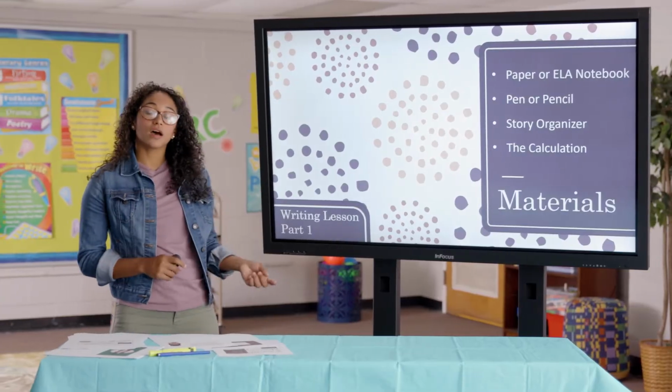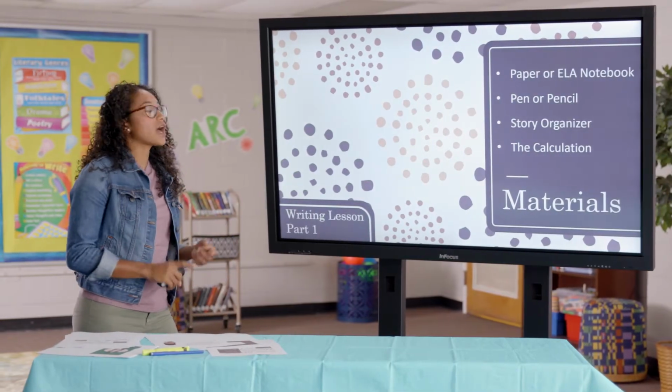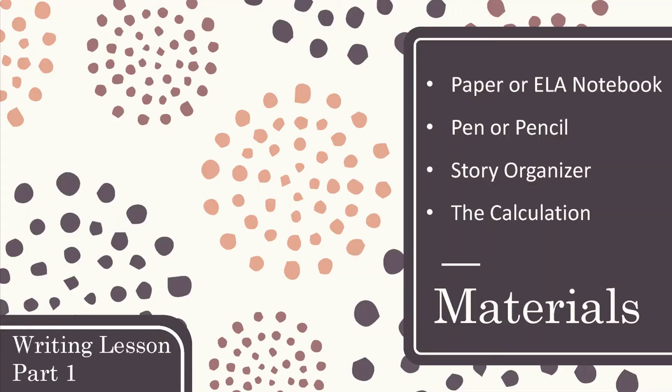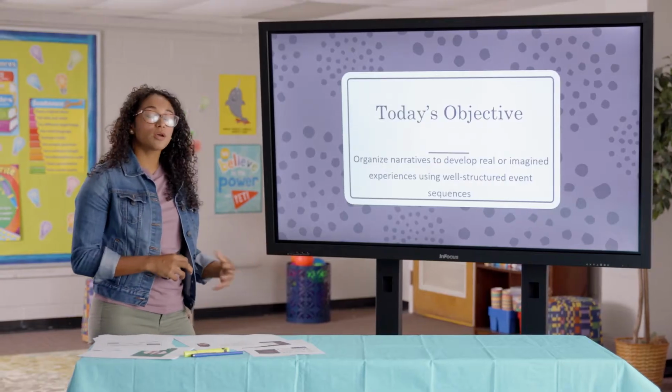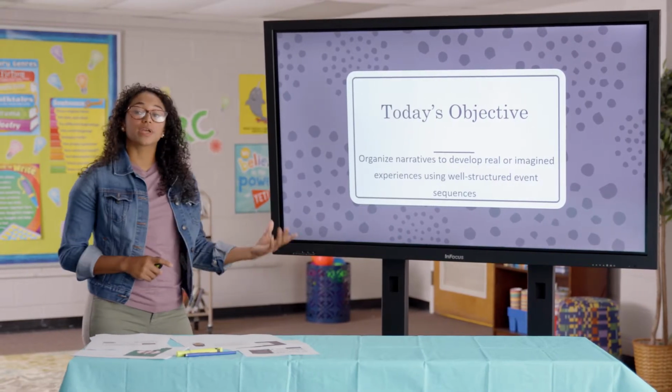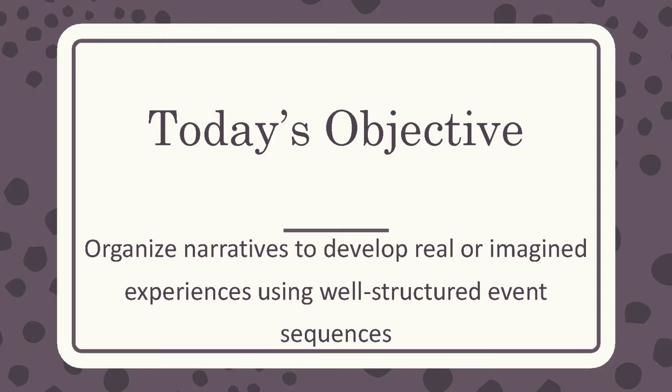For part 1 of our writing lesson, you should have paper or your ELA notebook, a pen or pencil, something to write with, your story organizer that we're going to be using in this lesson, and the calculation. Today we're going to organize our narratives to develop real or imagined experiences using well-structured event sequences.